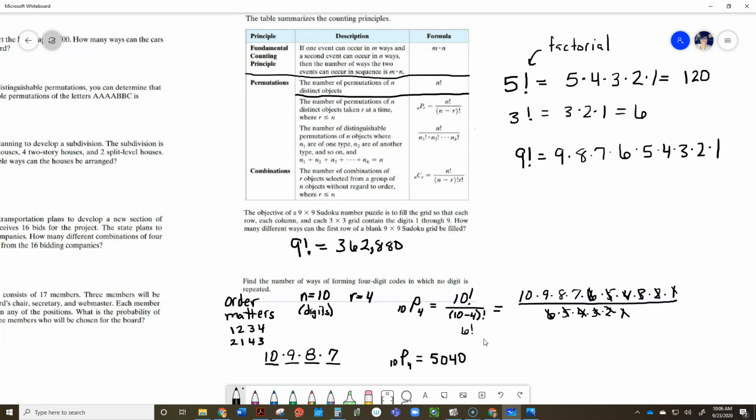Okay, so that's how many combinations are possible if digits cannot be repeated. Now, if digits could be repeated, then we wouldn't use this formula, because that would not be an example of 10 choose 4. We wouldn't be multiplying 10 times 9 times 8 times 7. We would have to go back and use 10 times 10 times 10 times 10.